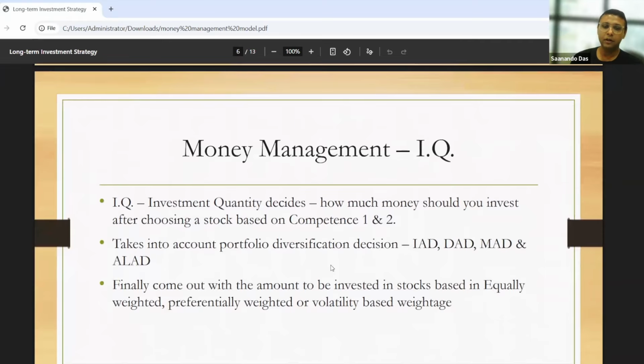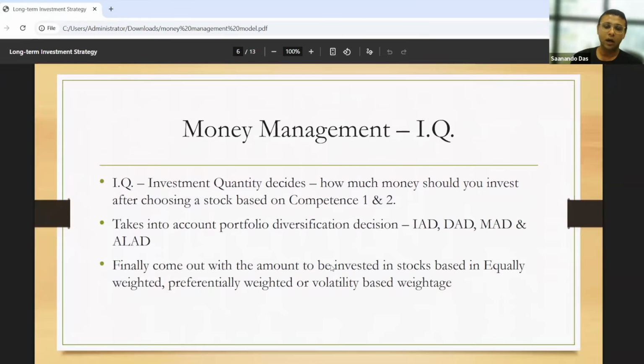Money management IQ. IQ stands for investment quantity. Investment quantity decides how much money you should invest after choosing a stock based on core competence 1 and 2, a combination, or individually, selected based on fundamentals, not timing.